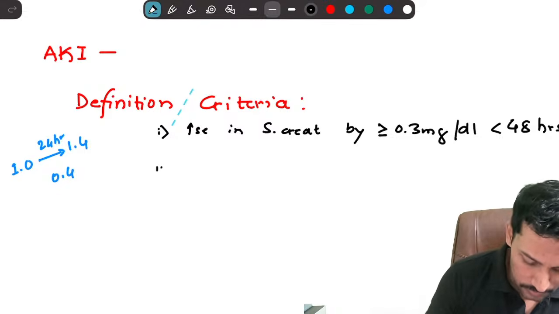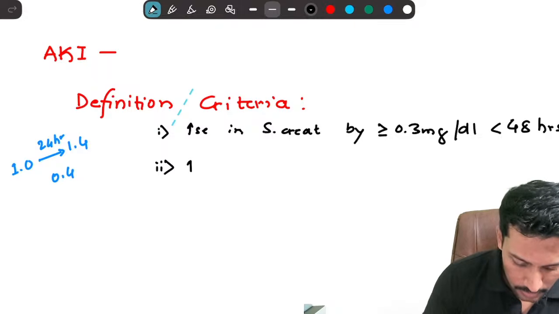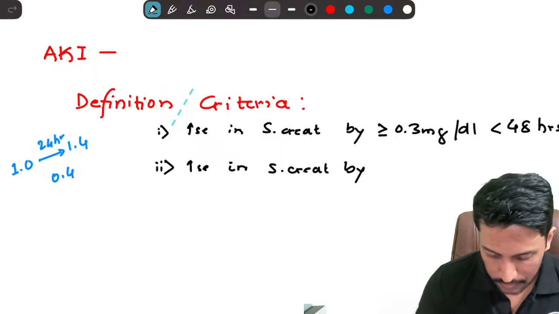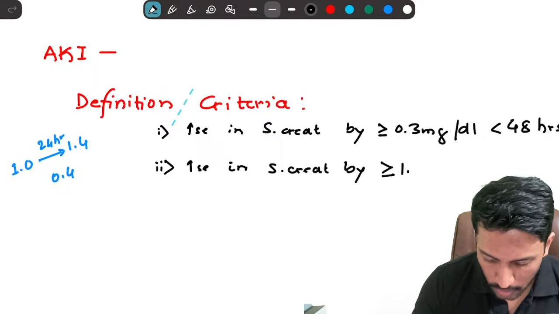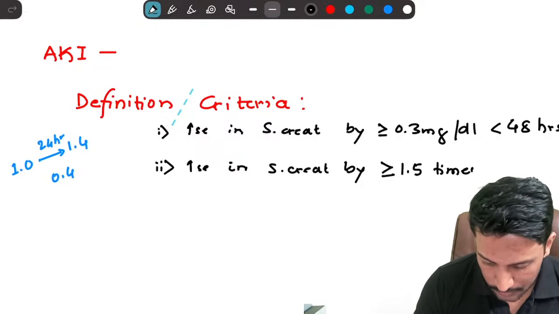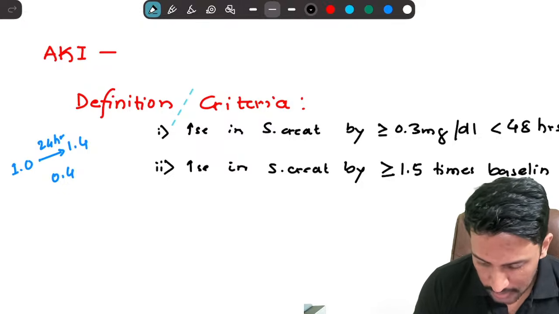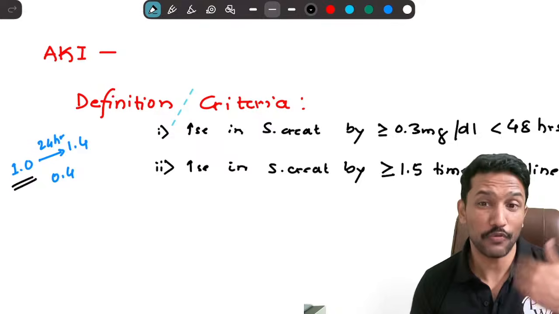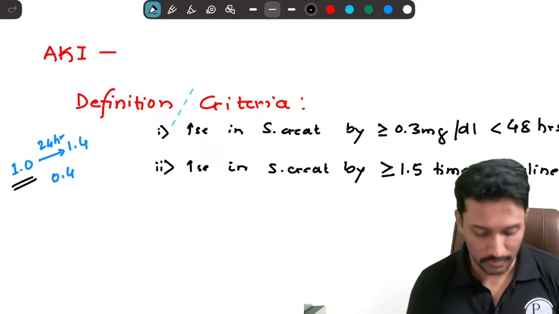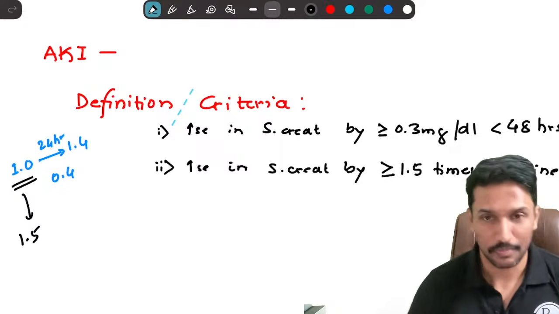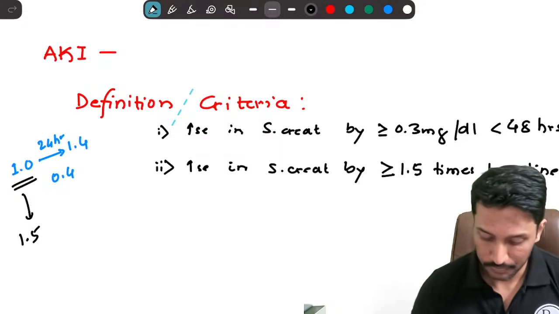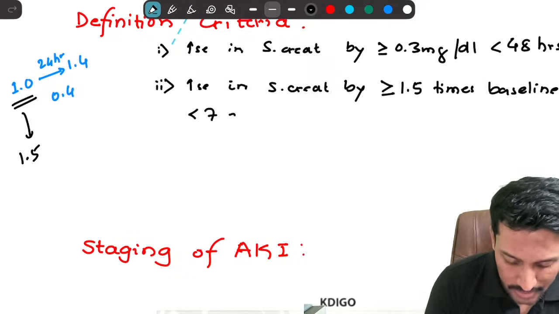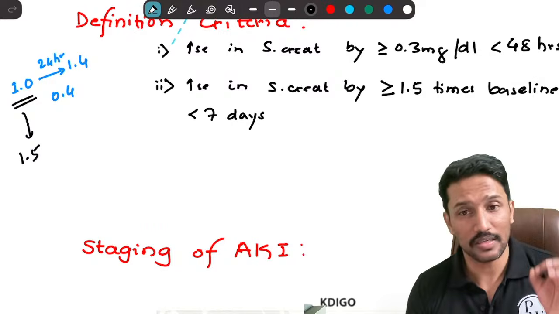The second parameter is increase in serum creatinine by more than or equal to 1.5 times baseline. What do I mean by that? Whatever is the initial value, like let us say in this example it was 1. 1.5 times this means multiplied by 1.5, that will become 1.5 itself. So if it becomes 1.5 times the original value or the baseline value within 7 days or 1 week, then also you can call it as acute kidney injury.